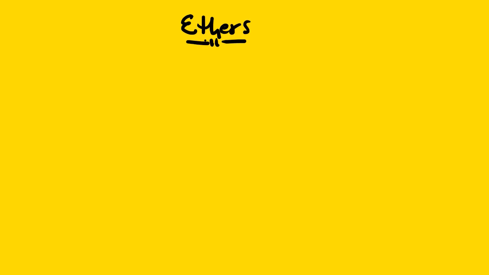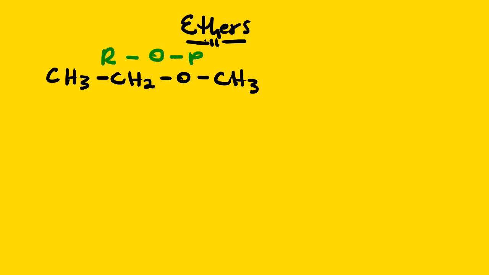How do we name them, and how do we write or draw their Lewis structure? So let's say we have CH3, CH2, O, and then CH3. You can see that this compound follows this general formula. And you can see this is not a symmetrical ether. The reason is that the left hand side is not the same as the right hand side. On the left hand side we have the ethyl, on the right hand side we have the methyl.